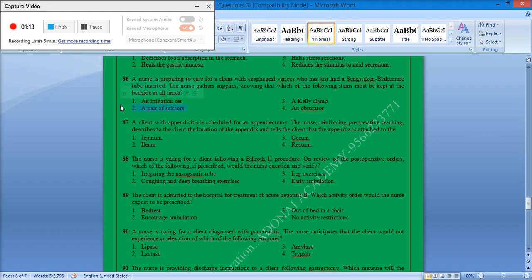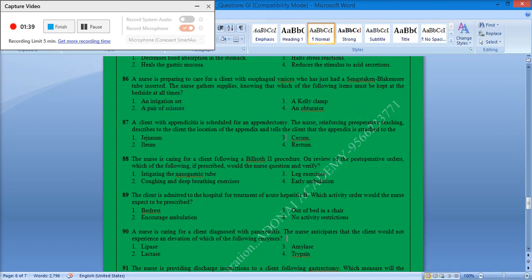87. A client with appendicitis is scheduled for an appendectomy. The nurse reinforces preoperative teaching, describes to the client the location of the appendix and tells the client that the appendix is attached to the 1. Jejunum, 2. Ileum, 3. Cecum, 4. Rectum. The correct answer is 3. Cecum.